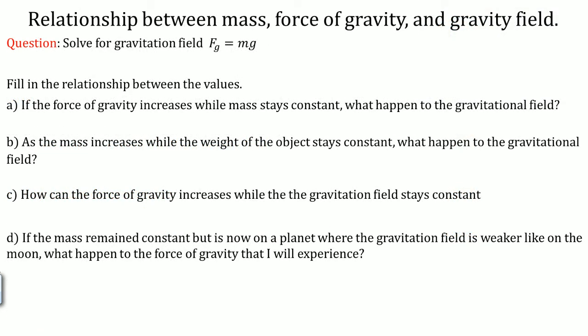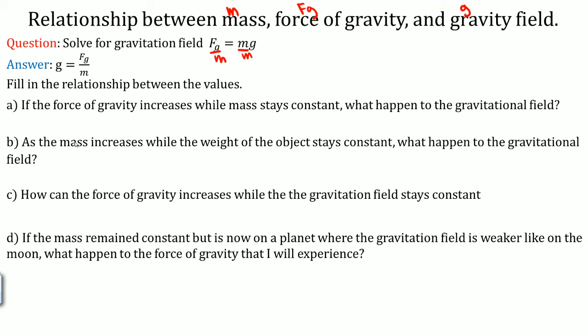Now let's look at the relationship between the mass, force of gravity and the gravitational field. Okay, mass is m, force of gravity is Fg, and gravitational field can be looked at as just g. So if I ask you to solve for the gravitational field, I'm just asking you to solve for g. So what you can do is just divide both sides by m. Once you divide both sides by m, you get g is equal to the force of gravity divided by mass.